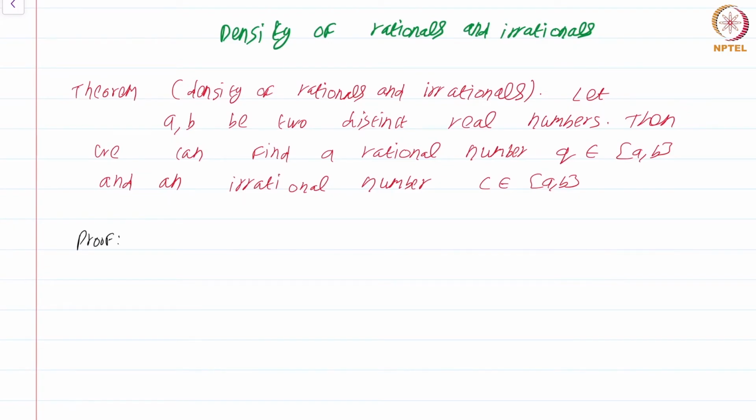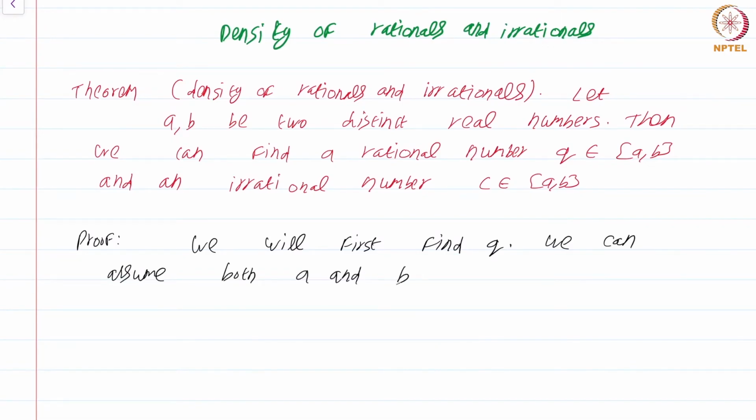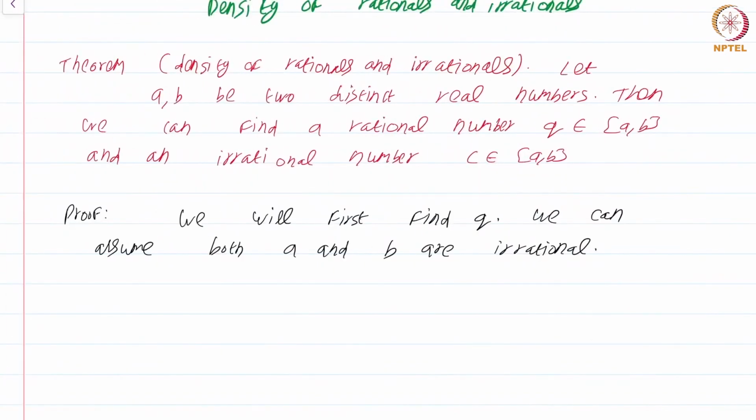We will first find q. Now we can assume both a and b are irrational. Please pause the video and think about why we can make this assumption in this case. Hope you figured out that if either a or b is rational, then you can just choose that to be the required rational number q.